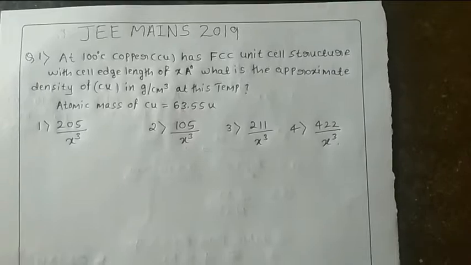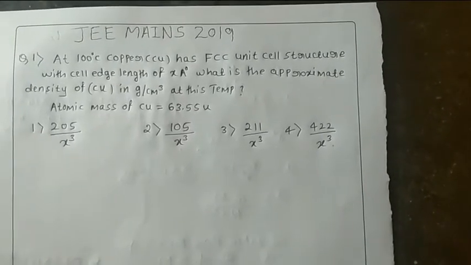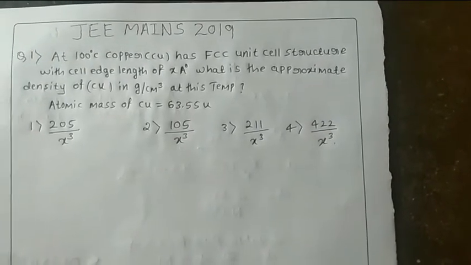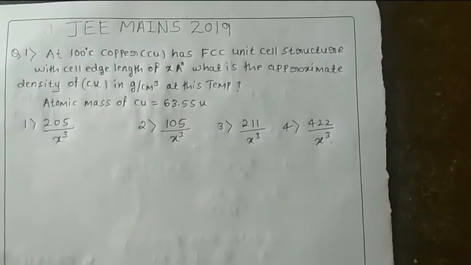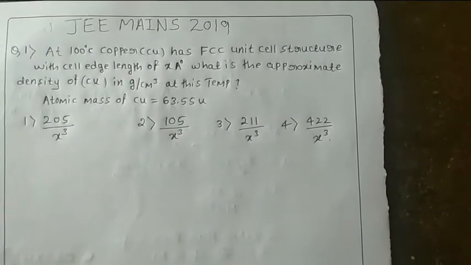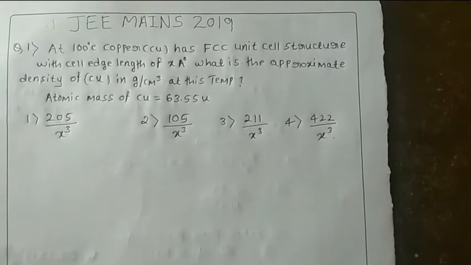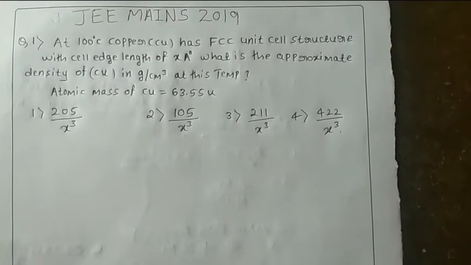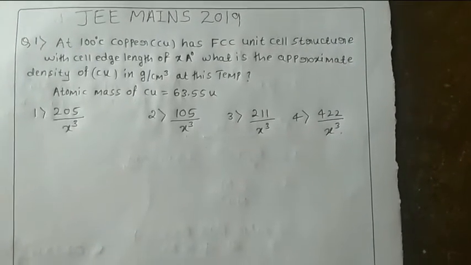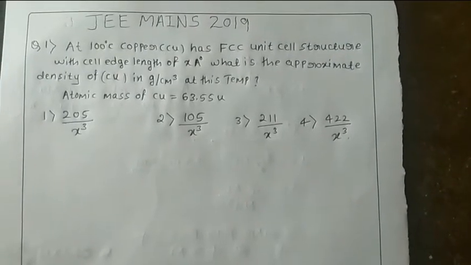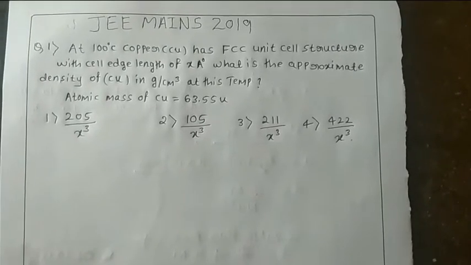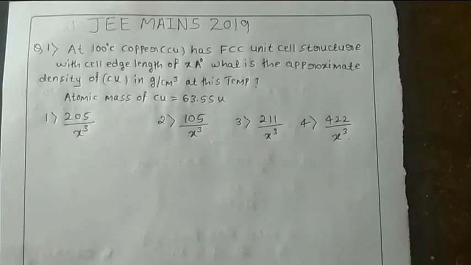Okay, so problem is simple. They are given edge length and type of unit cell is FCC, and then they given atomic mass of copper. They ask to calculate the density. We know the density formula. Density is equal to ZM divided by Na into A cube. By substituting the values, we easily get the answer.